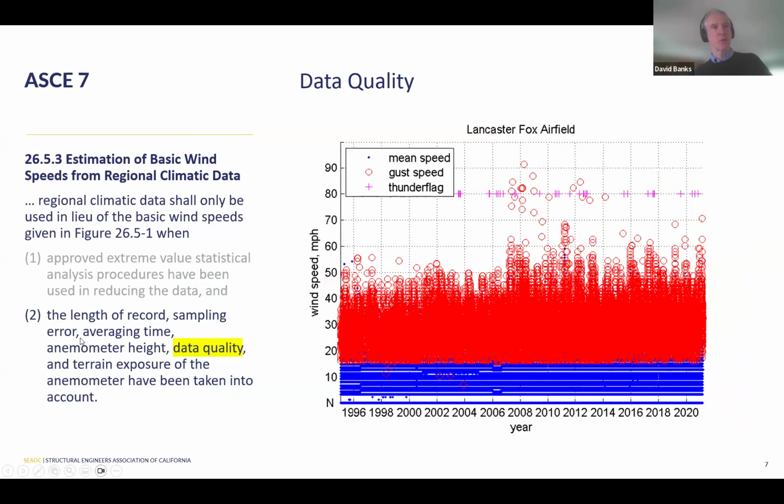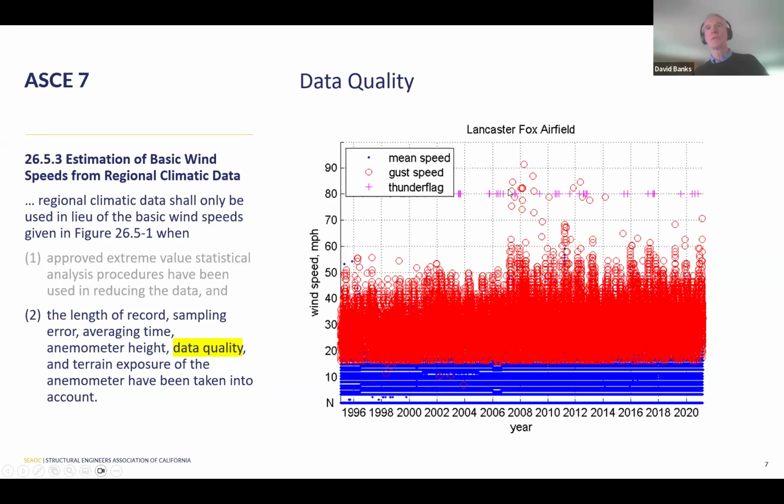Is it reliable, or are there trends? And if so, how can you account for them? Essentially, data quality issues. From one of our reports for Southern California, here's a figure illustrating an example of a data quality issue. You see at Lancaster Fox, suddenly there's a lot more high gusts in 2007, and that continues until 2014. So we don't believe that the climate suddenly changed for 7 years and then went back.